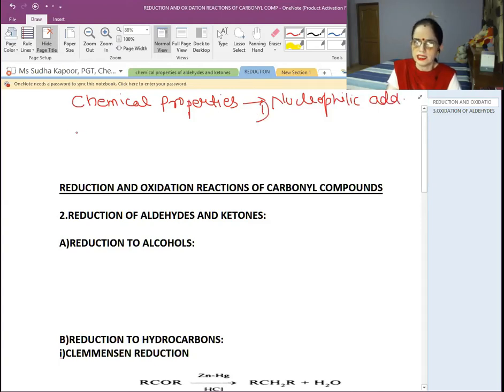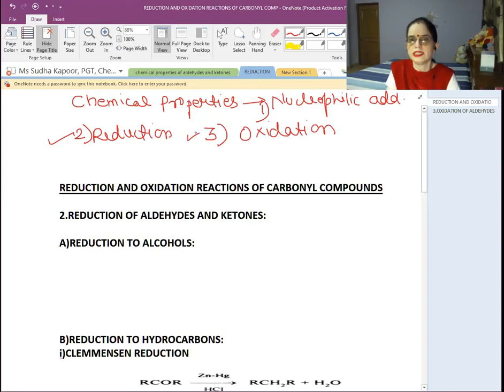Now in this lecture, we have to do the reduction reaction, that is heading number 2, and number 3, the oxidation reaction. These 2 headings we have to complete in this lecture, and in the next one we will be doing the 4th and 5th headings. The 4th is related to alpha hydrogen, and the 5th is the other important reaction, which we will do in the next lecture.